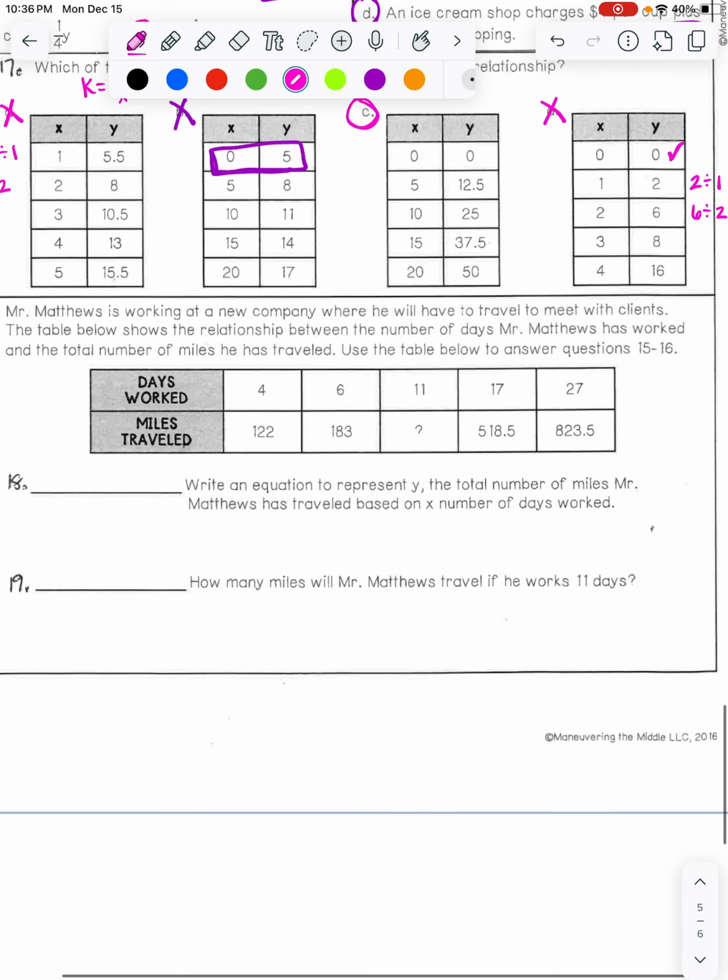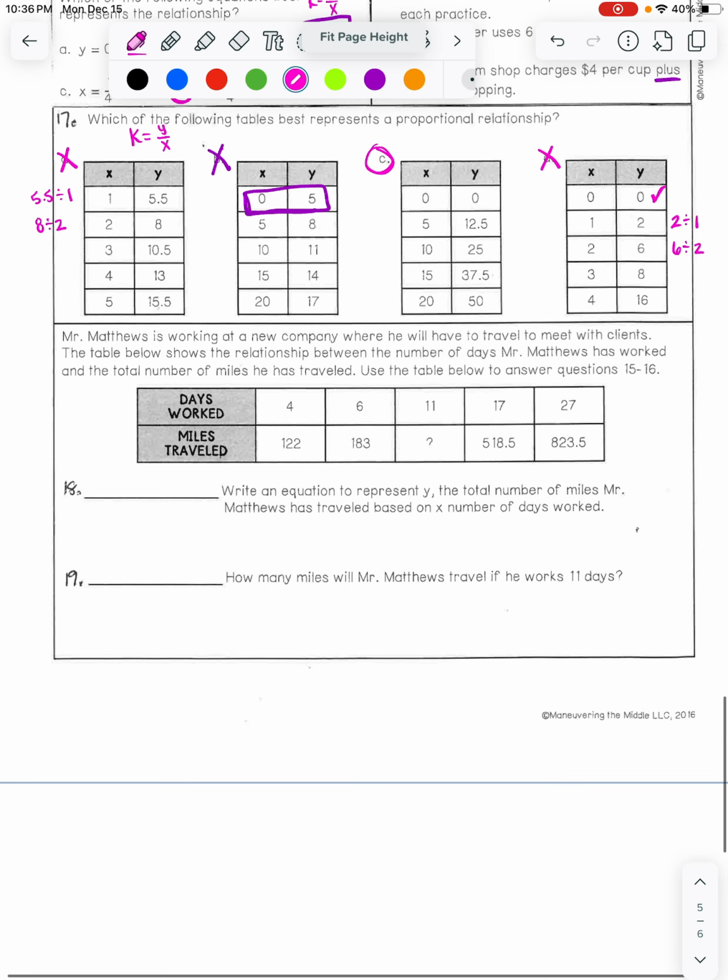Mr. Matthews is working at a new company. He'll have to travel to meet his clients, and here you can see the days worked and his miles traveled. So we're going to use those to answer the questions. So the first thing it asked me to do is to write an equation. Again, the equation is y equals kx. In order to find that k, I do have to do y divided by x.